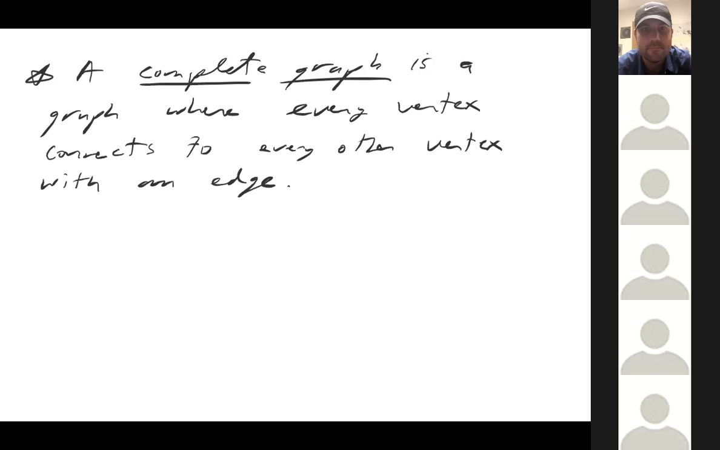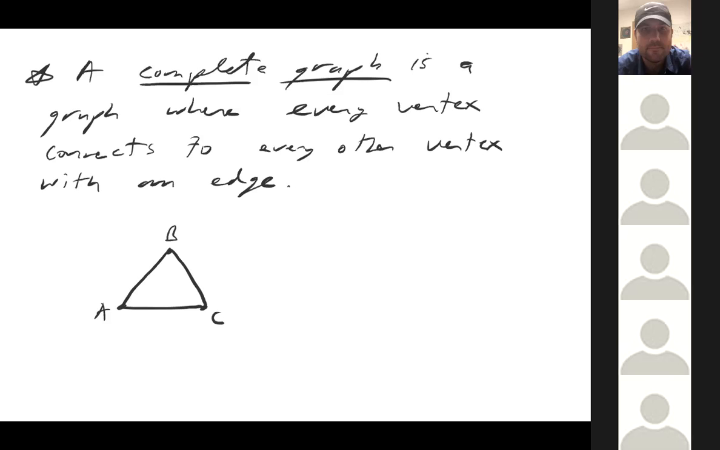Okay, so the most simple one that we have really is a triangle. Okay, you can see that A connects to both, whoops, B and C, right, with edges. B connects to both A and C with edges, and C connects to both B and A with edges.